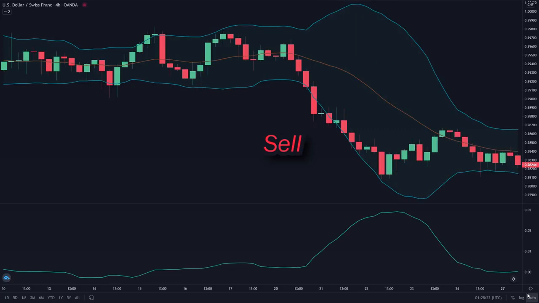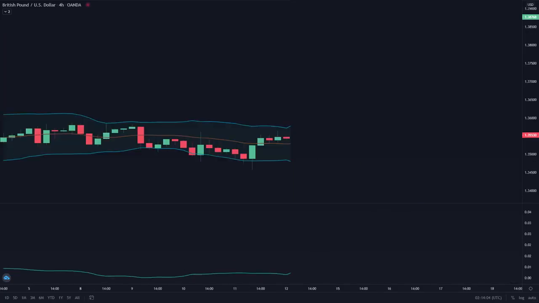Let's look at another example. In this chart, we can see that the market is on a range as shown by the flat SMA, and the gap between the two bands are close, which are also represented by a low BBW.